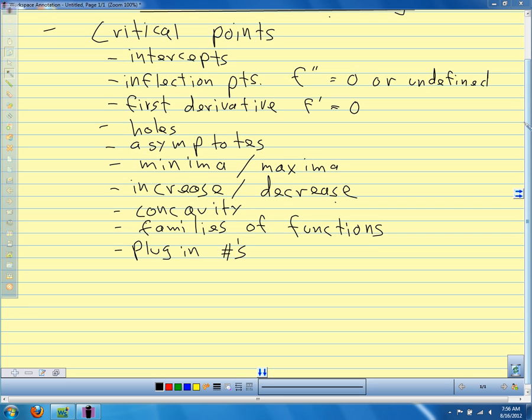What else? Think along the lines of the asymptotes. What kinds of asymptotes can we have? Vertical or horizontal? Or slant. What do the horizontal asymptotes tell us in general?